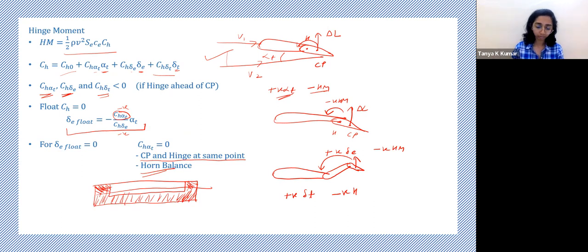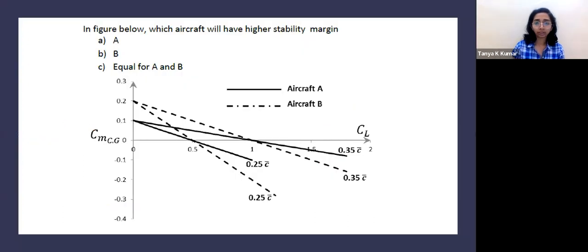Okay. Now let's look at some questions. In the figure given below, which aircraft will have higher stability margin? Look at the aircraft given to you. The solid line is aircraft A, the dotted line is aircraft B, and they've given you two conditions of CG. One is at 0.25 C bar, one is at 0.35 C bar. Just look at the graph and tell me which one would have a higher stability margin.